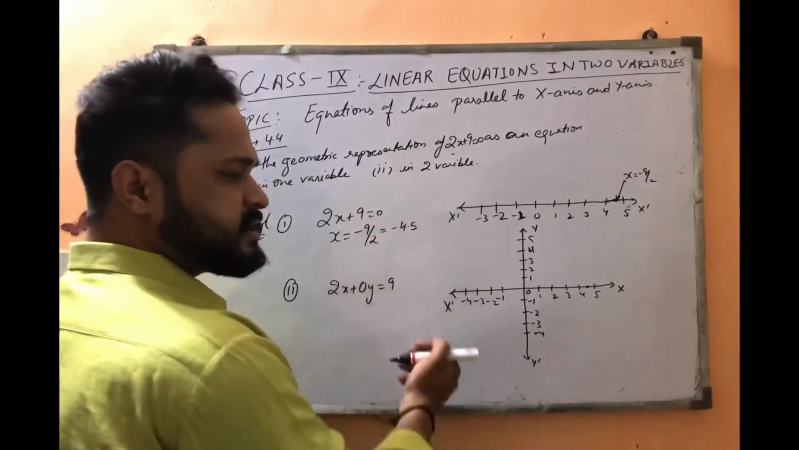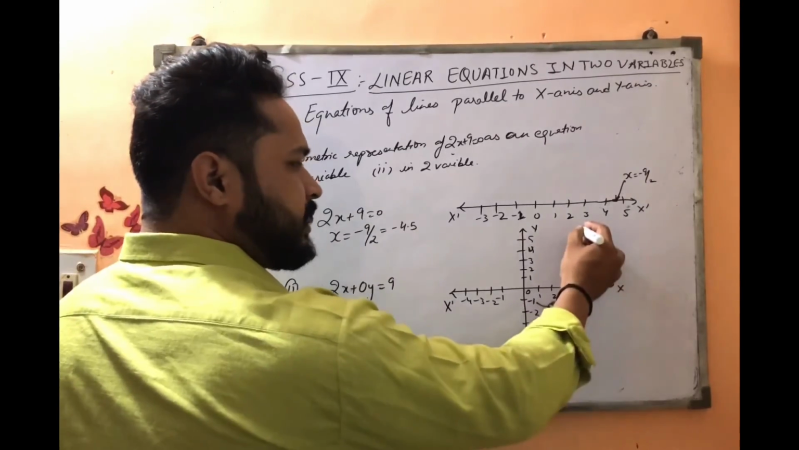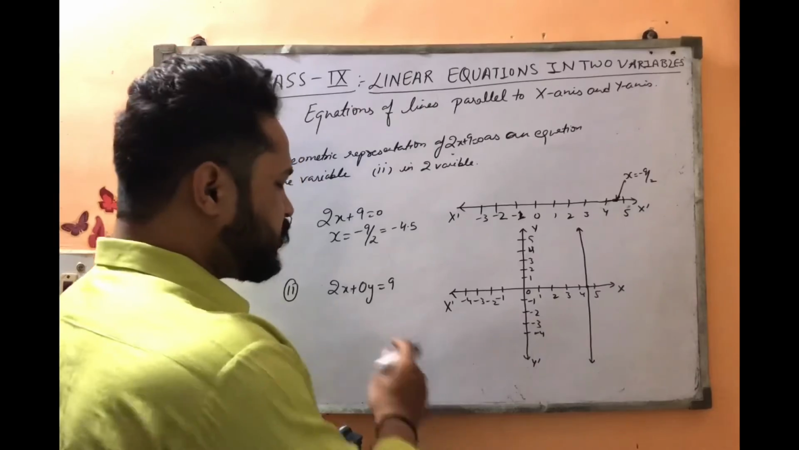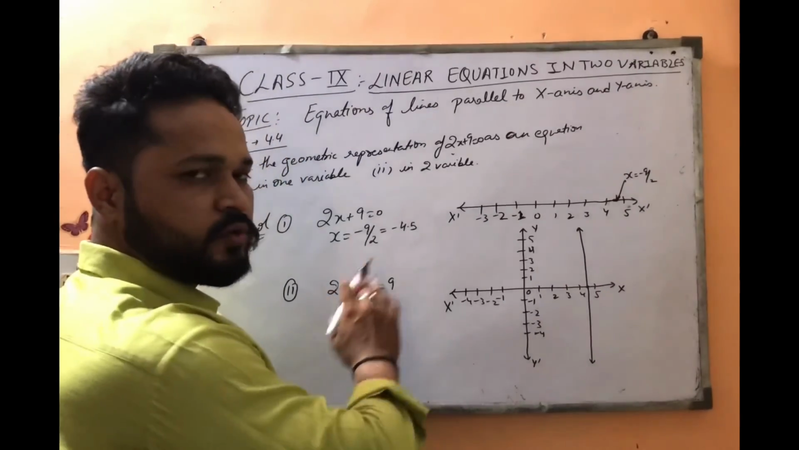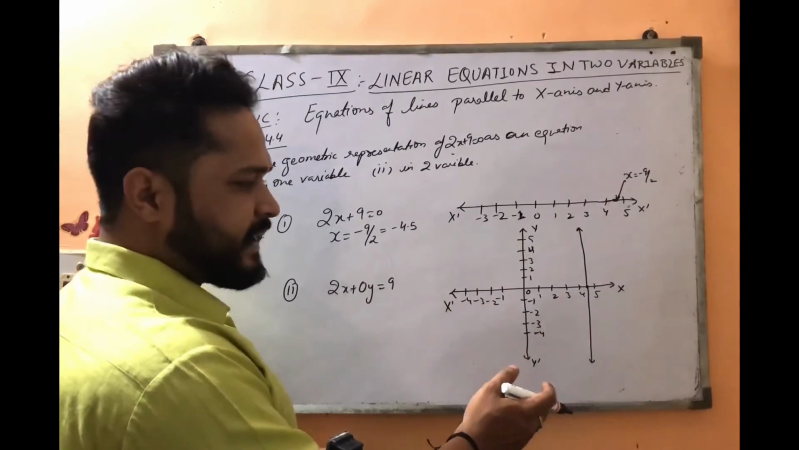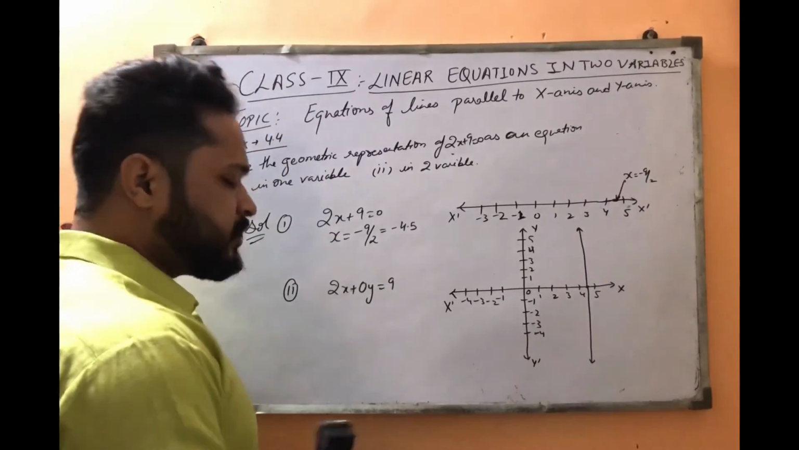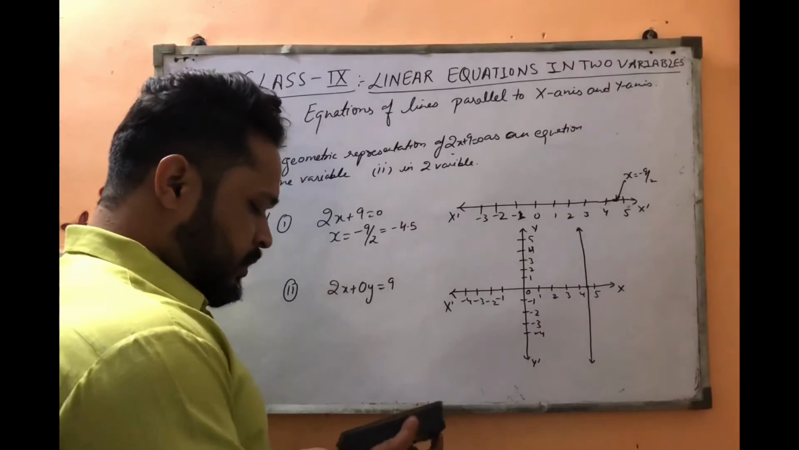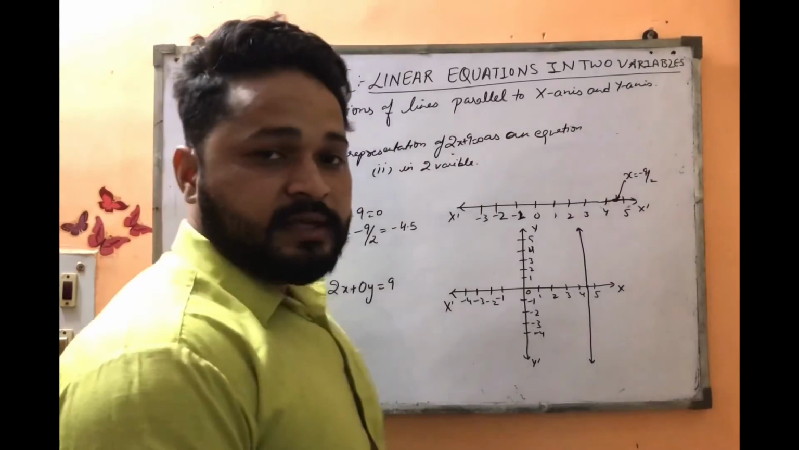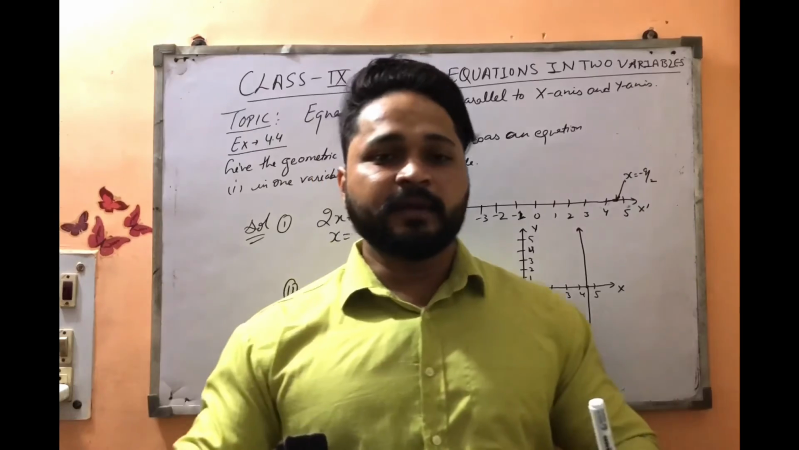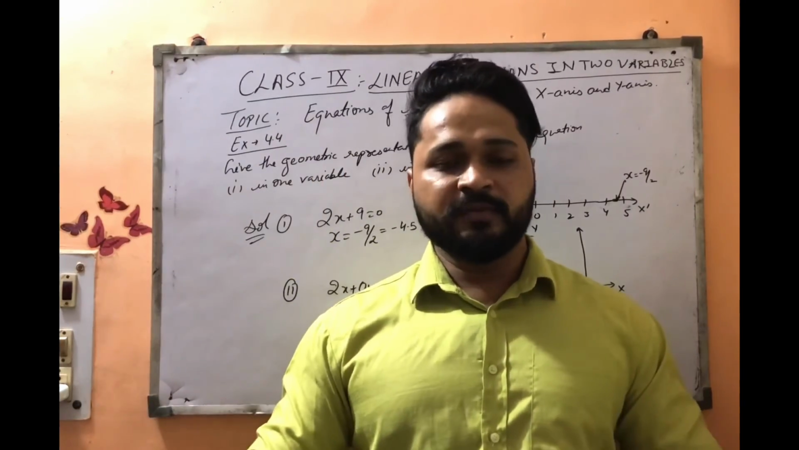These two equations are same. That is parallel to the y-axis. Okay, because the equation is in terms of x, the equation is always parallel to the y-axis. So this is the solution of the second part. Okay, so this is the final exercise of exercise 4.4 of the chapter linear equations in two variables. So now our chapter is finished of the CBSE book.